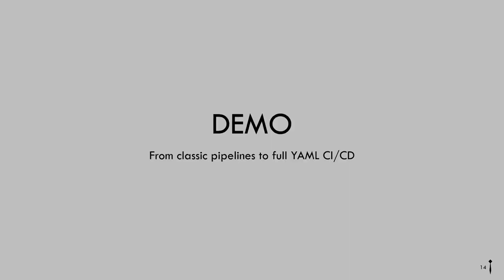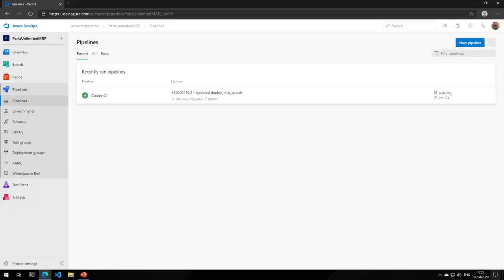So let's take a look at how to move from a classic set of pipelines to a full YAML CI/CD experience. This is how your Azure Pipelines hub looks after enabling the multi-stage pipelines feature flag in your Azure DevOps organization. Build is replaced by pipelines. The releases link is still there for the classic UI-based release experience, and environments we will see what this is about in a few minutes. Creating a new pipeline is very straightforward.